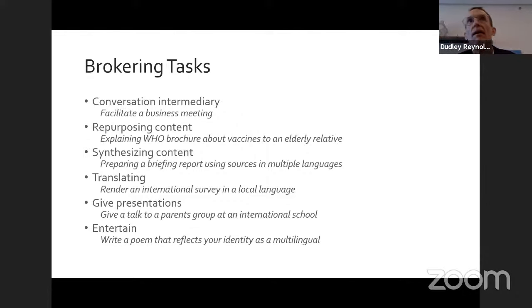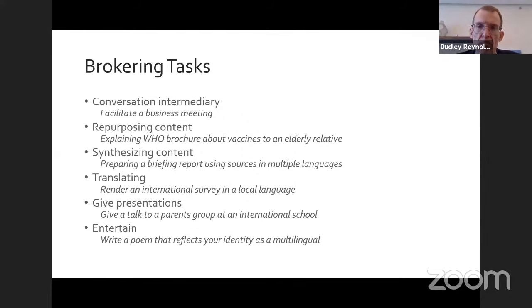I would argue that competent multilinguals often find themselves in situations where they have access to information. Take, for example, a brochure put out by the WHO about vaccines. And they consult this brochure in order to try and argue and convince an elderly, more monolingual relative that they should in fact get the vaccine, why it is safe for them. So they've learned about the vaccine in one language, and now they've got to use that knowledge in another language. Synthesizing knowledge.